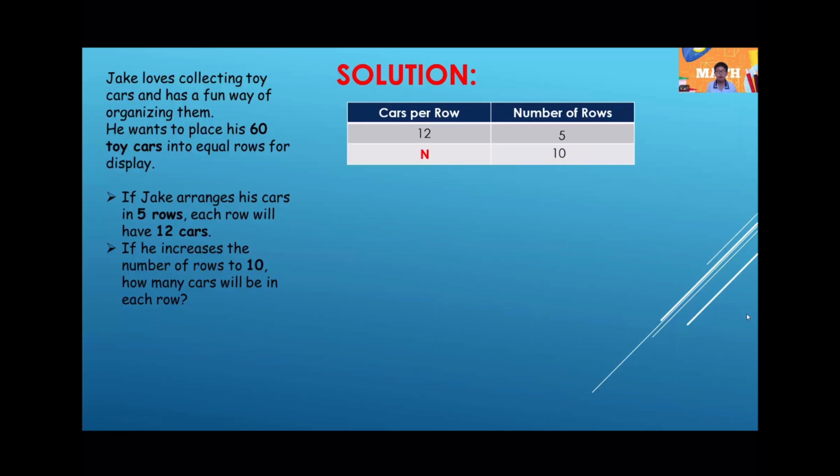Now we will multiply the quantities on the same row to find the value of n. So that means we multiply 5 and 12, and 10 and n. So 5 times 12 equals 60 and 10 times n is equal to 10n. And for us to find the value of n, we will just divide 60 over 10, and that will give us 6. Therefore, if Jake increases the rows to 10, each row will have only 6 cars.